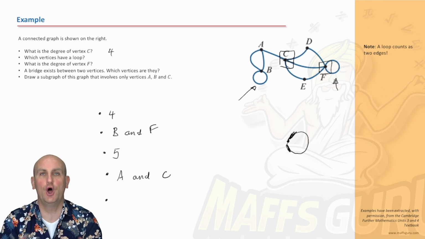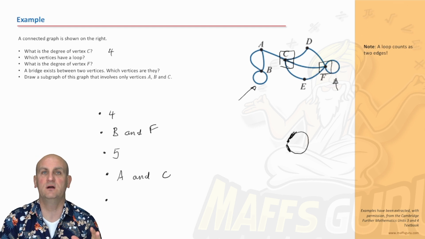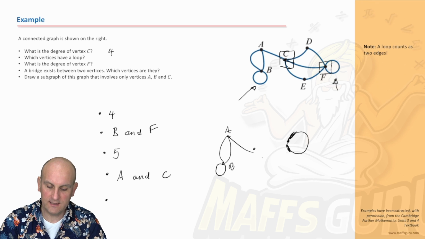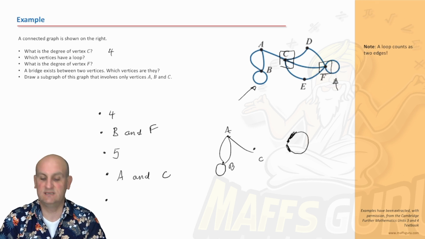Now there are lots of different subgraphs. If you remember, a subgraph is just a section of the graph. I could quite literally do one involving A, B, and C. So let's do that. There's my connection between A and B. There is my loop. And let's just draw that line there. A, B, and C. And ladies and gentlemen, that is a subgraph. There are so many other examples.